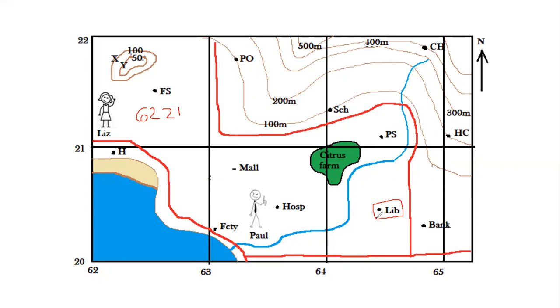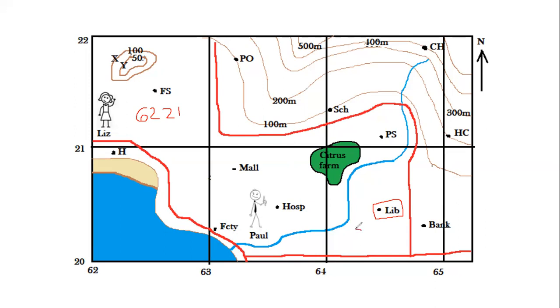Remember, we are going to write the easting value to the left, which is the smaller of the two easting values. And we are going to find the northing value to the bottom, which is the smaller of the two northing values. All right, think about it. What is the 4-figure grid reference in which the library is located?